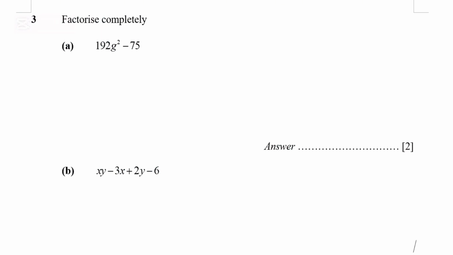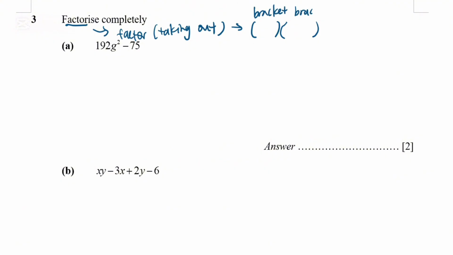Okay, question 3, we are talking about factorization. Okay, and before we actually think about what to do in which cases, let's think about the idea of factorization, which means taking out common factors. And then after taking out common factors, another definition of factorization is to find out what multiplied by what will give me the values that you see. So in other words, a bracket, right?